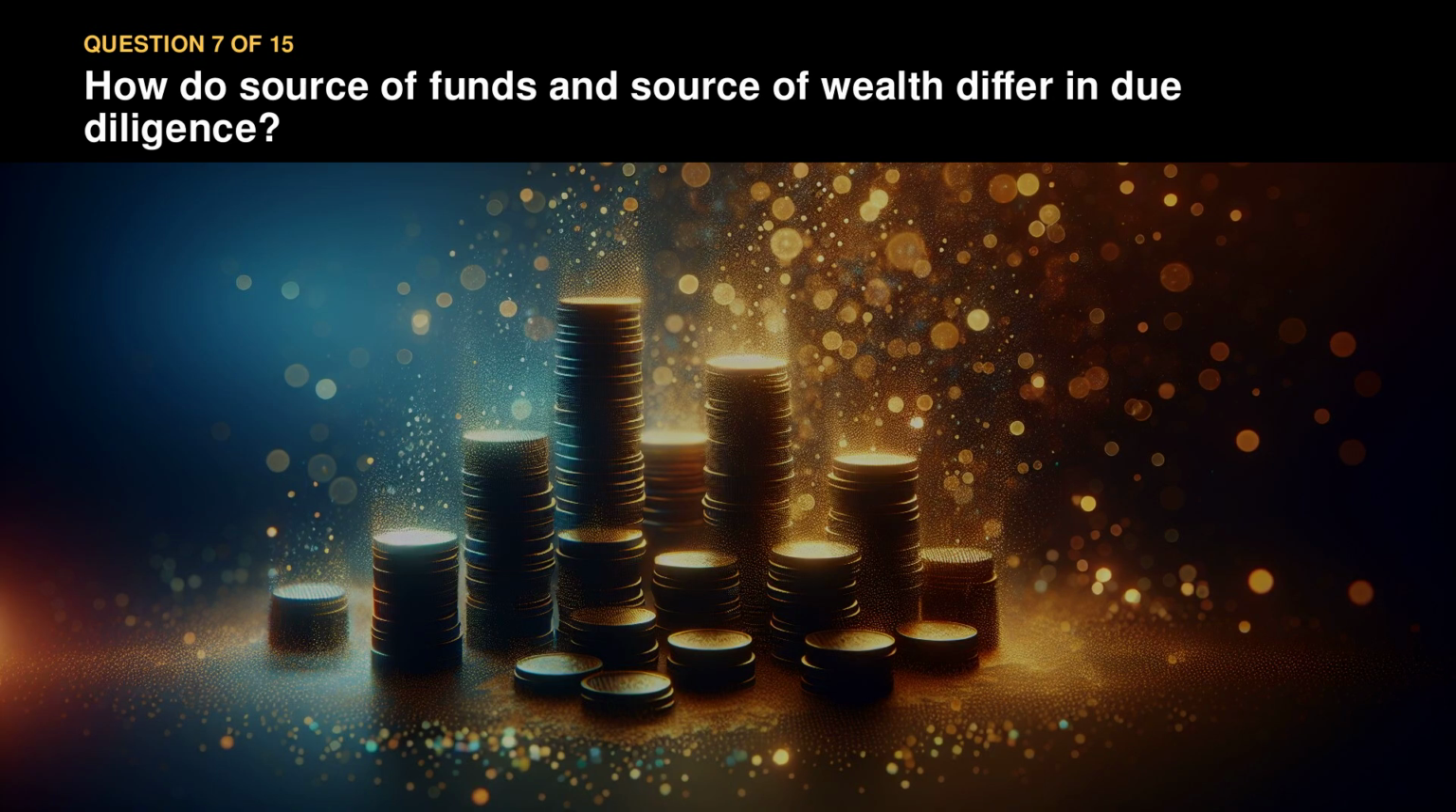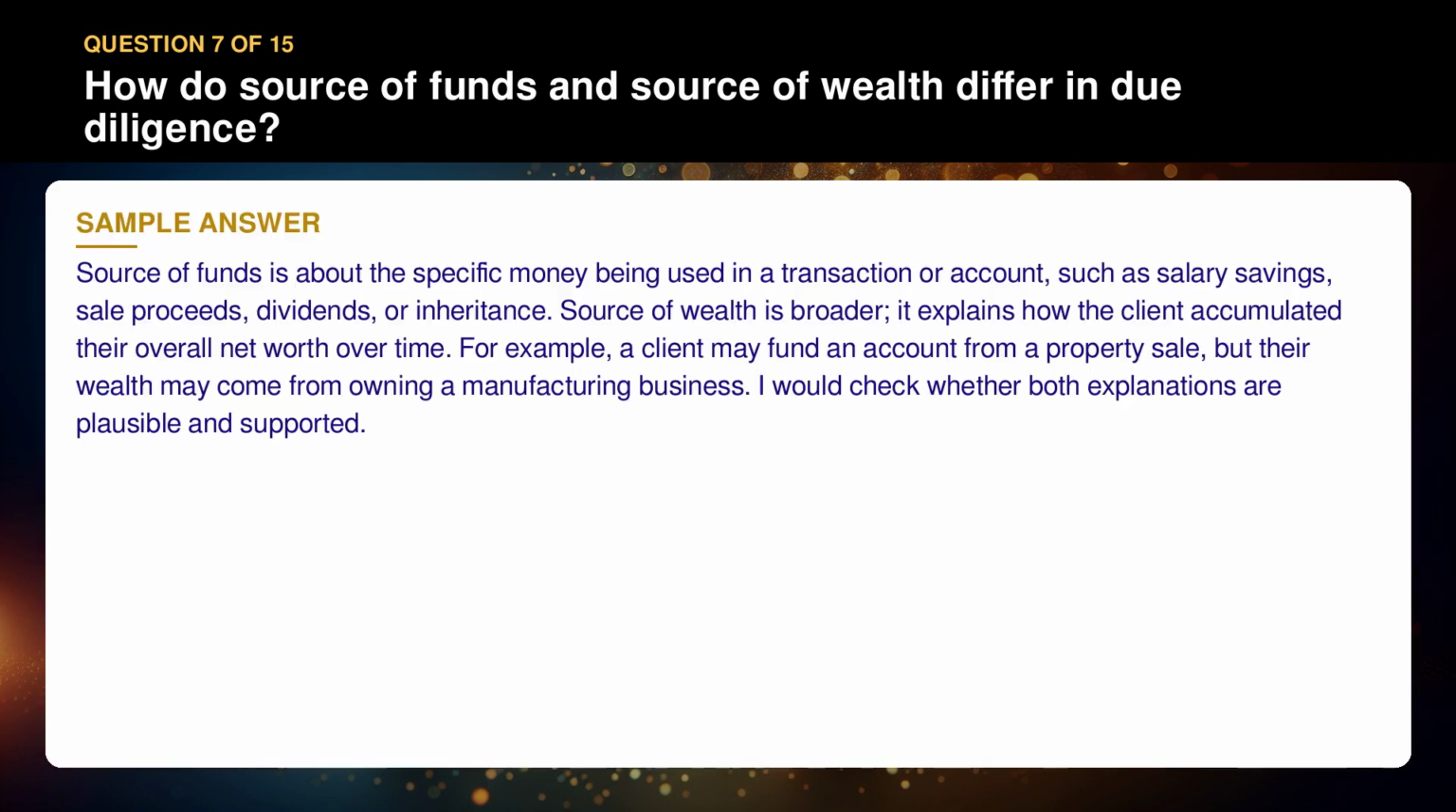Question 7. How do source of funds and source of wealth differ in due diligence? Source of funds is about the specific money being used in a transaction or account, such as salary savings, sale proceeds, dividends, or inheritance. Source of wealth is broader. It explains how the client accumulated their overall net worth over time. For example, a client may fund an account from a property sale, but their wealth may come from owning a manufacturing business. I would check whether both explanations are plausible and supported.